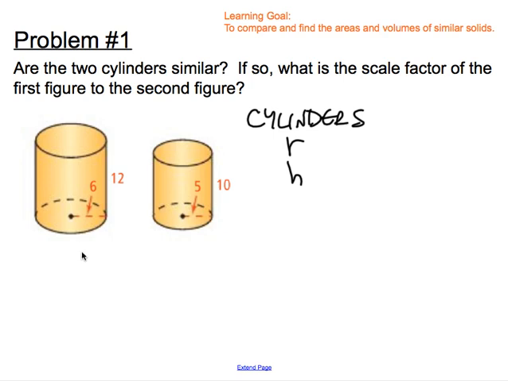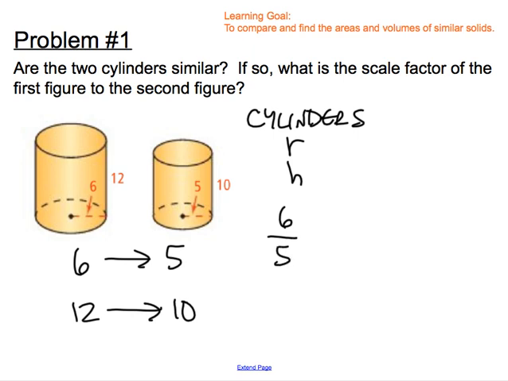So the first thing that we're going to look at is the radii. We have 6 and 6 becomes 5. And the heights, we go from 12 to 10. So if we wanted to compare these, we need to ask ourselves the question, is 6 to 5 the exact same thing as 12 to 10?